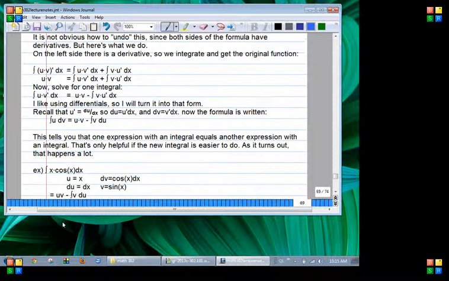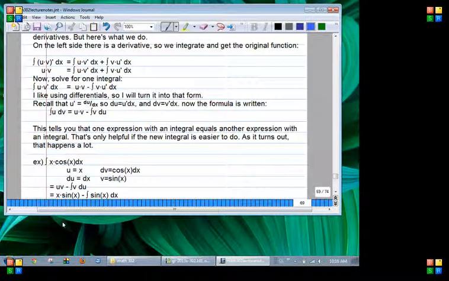Now we can just use this equation to write this as what it's equal to. This is equal to uv minus the integral of v du, like it says in the formula, which is now x times sine x minus the integral of sine x dx. And what's nice about this? This integral is now easy.